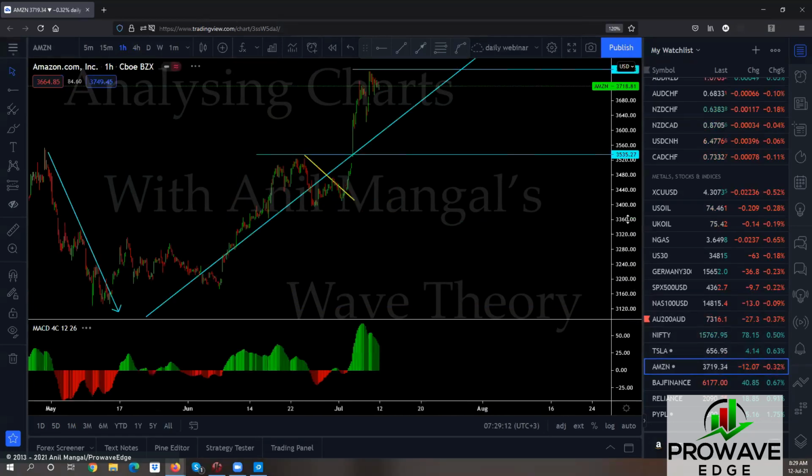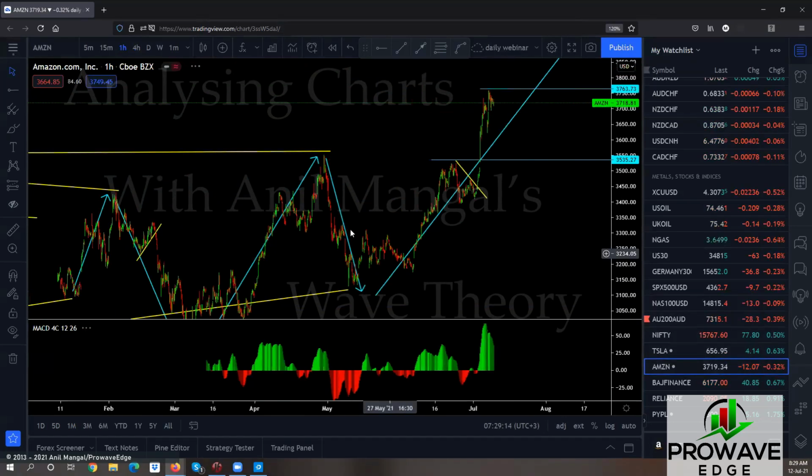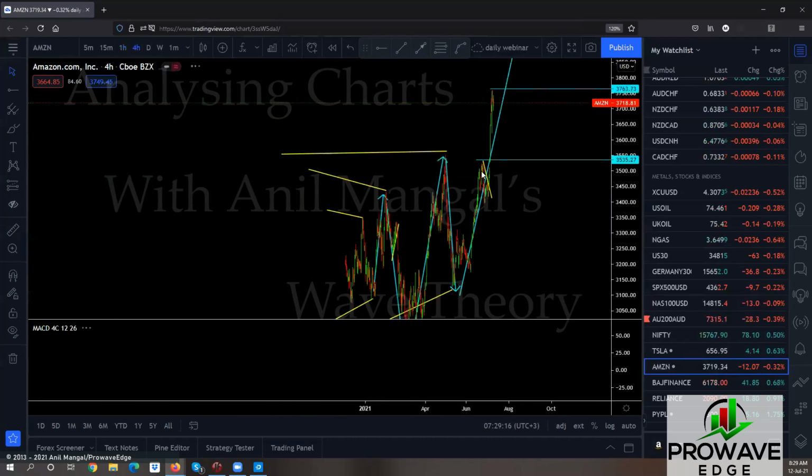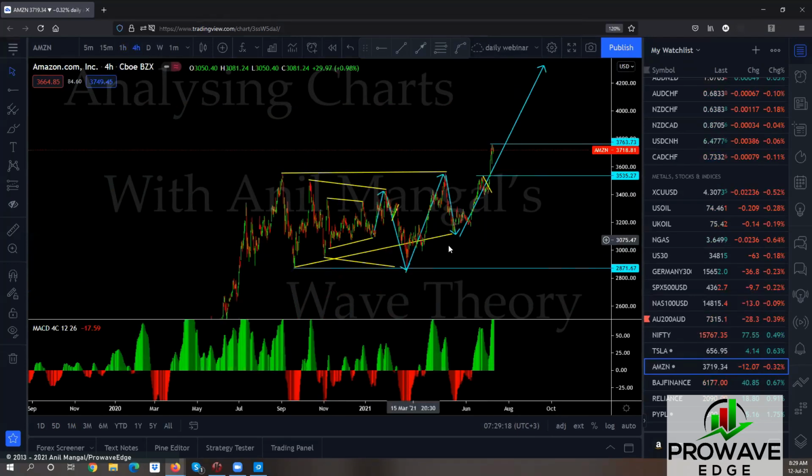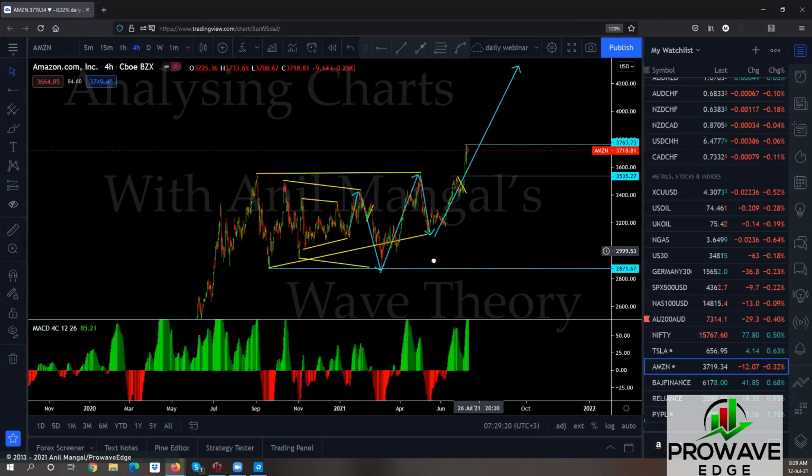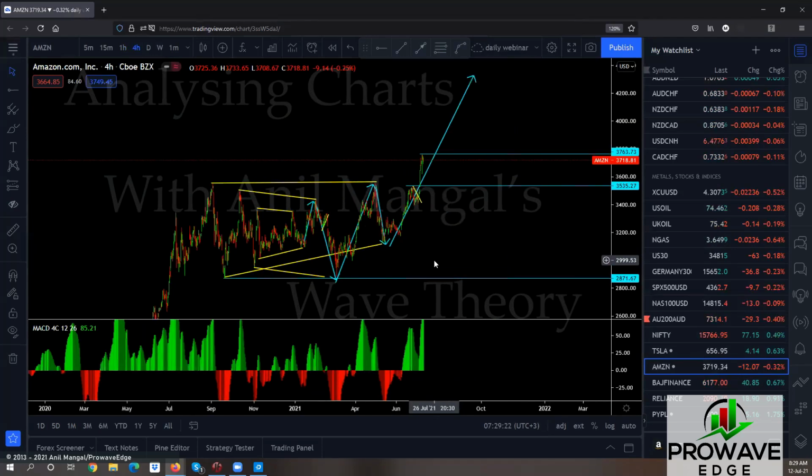Amazon, I think the pattern is completed already. I told you that last week and the week before that this might be the end of the running flat. It's a good running flat. It didn't go as much as we expected, but it worked perfect. So this pattern played out almost in every single way, and now the impulse has started.